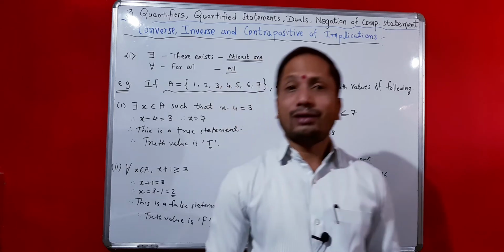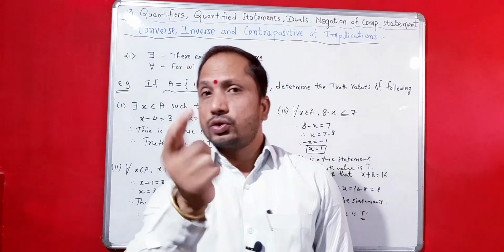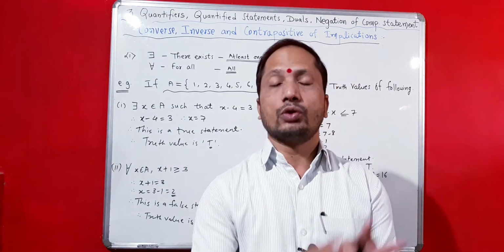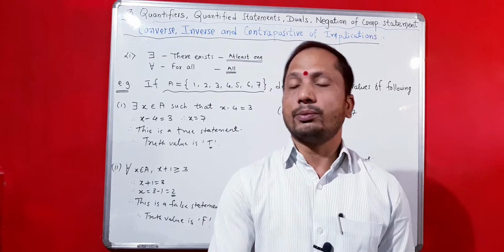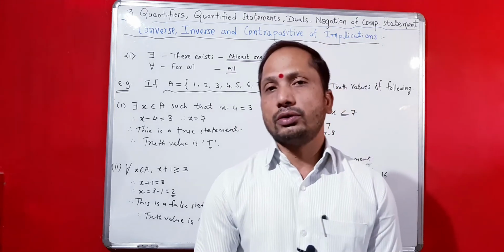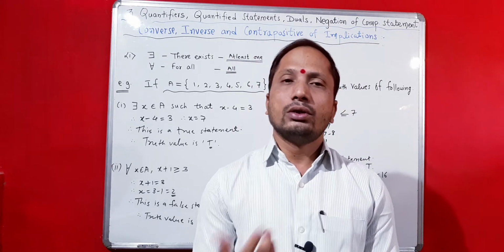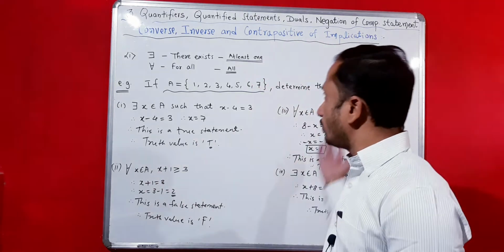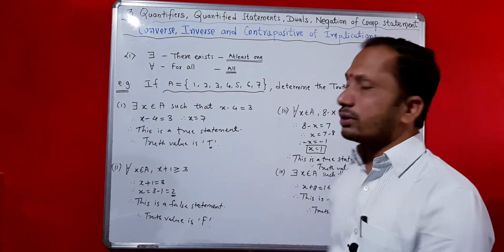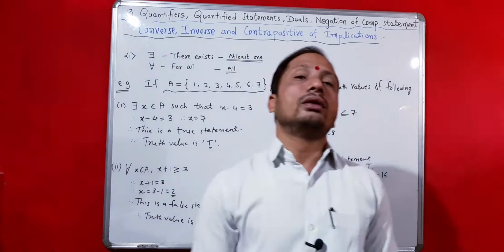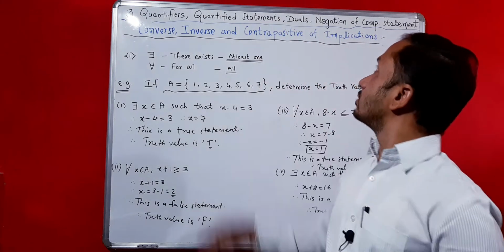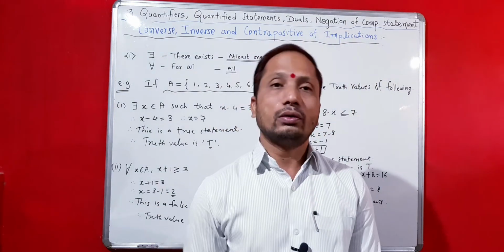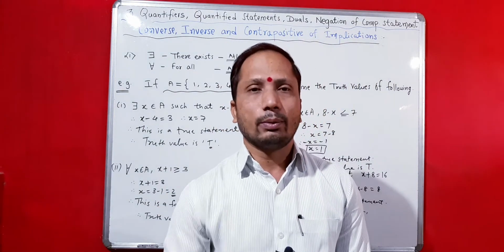One thing to remember: for there exists, one component should be present in the given statement, and for for all, all components should be present in the given statement, then only those statements are true. Otherwise, if it is not a true statement, then it is a false statement. This is one example by which we have learned about quantifiers. Now we'll go to the next points, that is the duals, the negation of compound statements, and converse, inverse and contrapositive of implication.